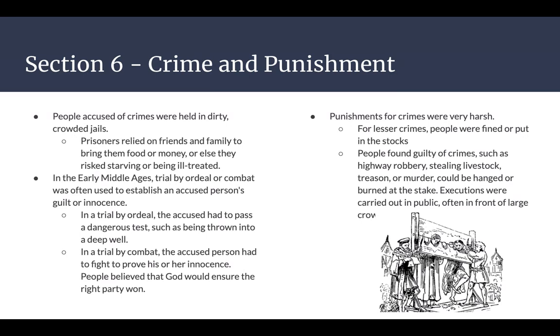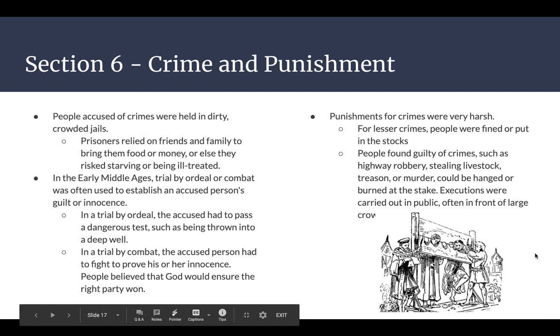Punishments for crimes were very harsh. For lesser crimes, people were fined or put in the stocks, which is a wooden frame with holes for the person's arms and sometimes for their legs. Being left in the stocks publicly for hours or days was both painful and humiliating. So that's the photo down here at the bottom. It's showing you what the stocks looked like.